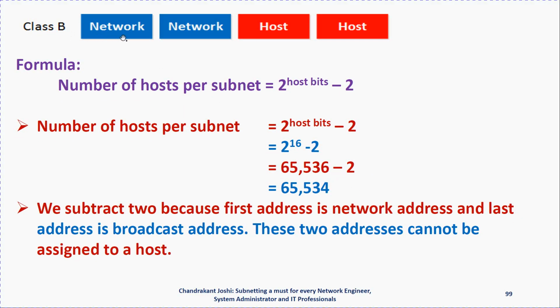The class B structure is network network host host. The formula is the same, 2 to the power host bits minus 2, and the same rule, the same reason for minus 2. This time host has got 16 bits, so this is 2 power 16, and on subtracting 2 we get 65,534. So we can say that for a class B default subnet, there can be a maximum of 65,534 hosts in that particular default subnet.